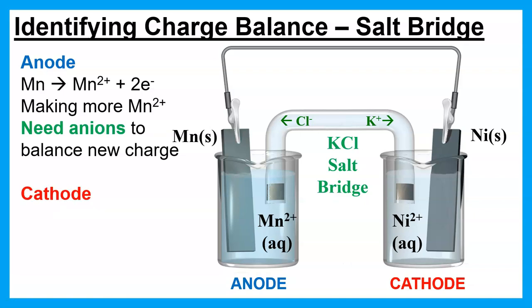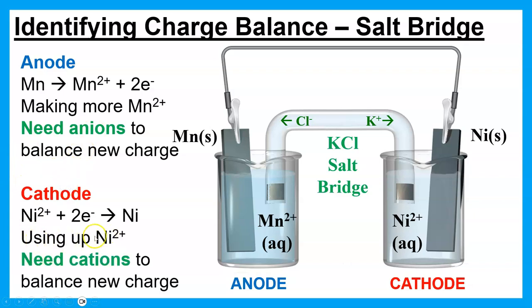On the cathode side, we're making neutral metal. In that process, we are using up some of the nickel ions. We have a bunch of, let's pretend it was nitrate, still floating around in this beaker, but now we don't have enough cations to balance things anymore. So we need something to add cations while the cell is running.